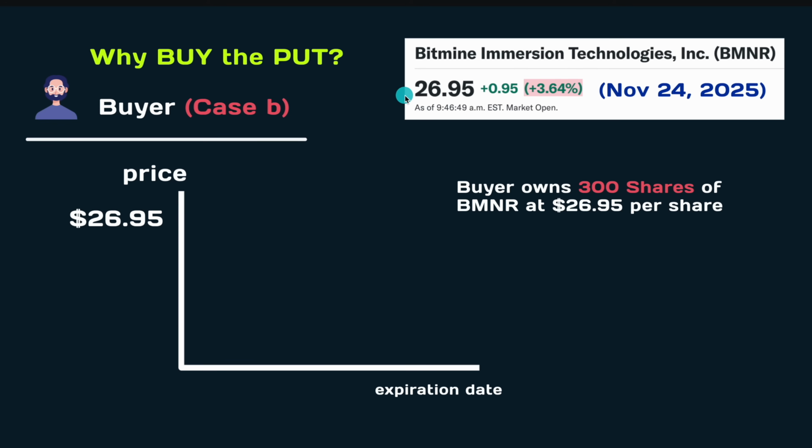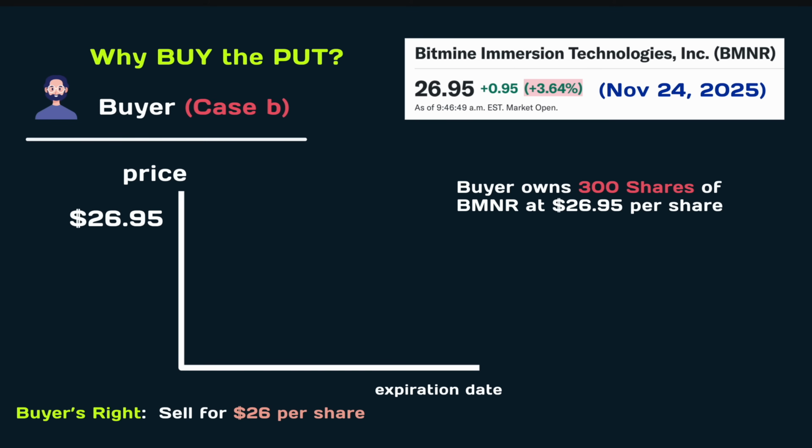BMNR is trading at $26.95. This particular buyer decides that he wants to own the shares. So he goes to the open market and purchases 300 shares at that market price. Now, although the buyer likes the long-term outlook, he's worried that crypto winter is coming. So he decides that he wants some protection for his shares.